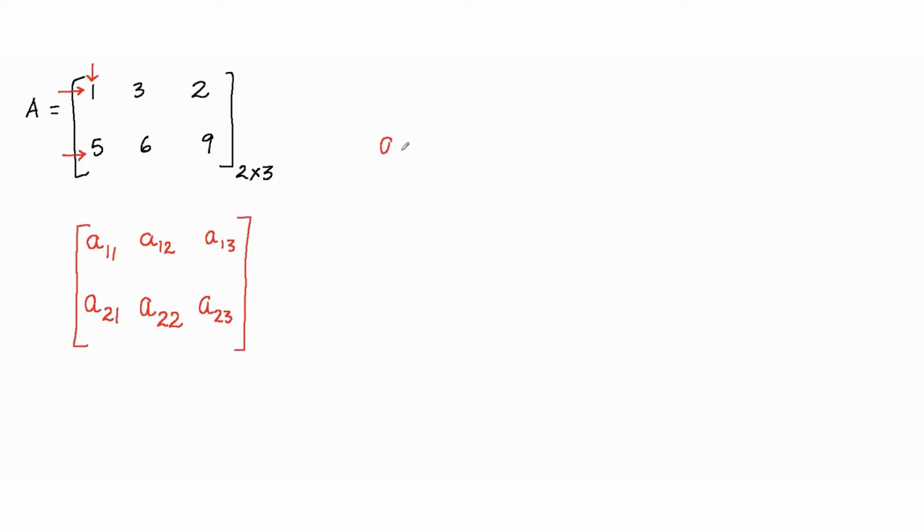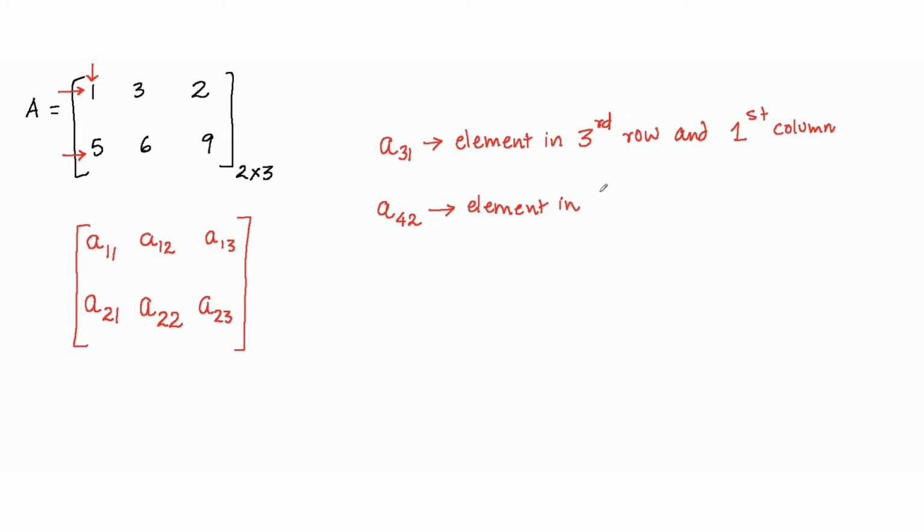So for example, if somebody said, let me find A31, what it means is I am finding the element in the third row and first column, right? That is the position of this particular element. Similarly, if somebody says find A42, what this means is find the element in the fourth row and second column. Okay, so this is how we address the different elements that are there in a matrix.